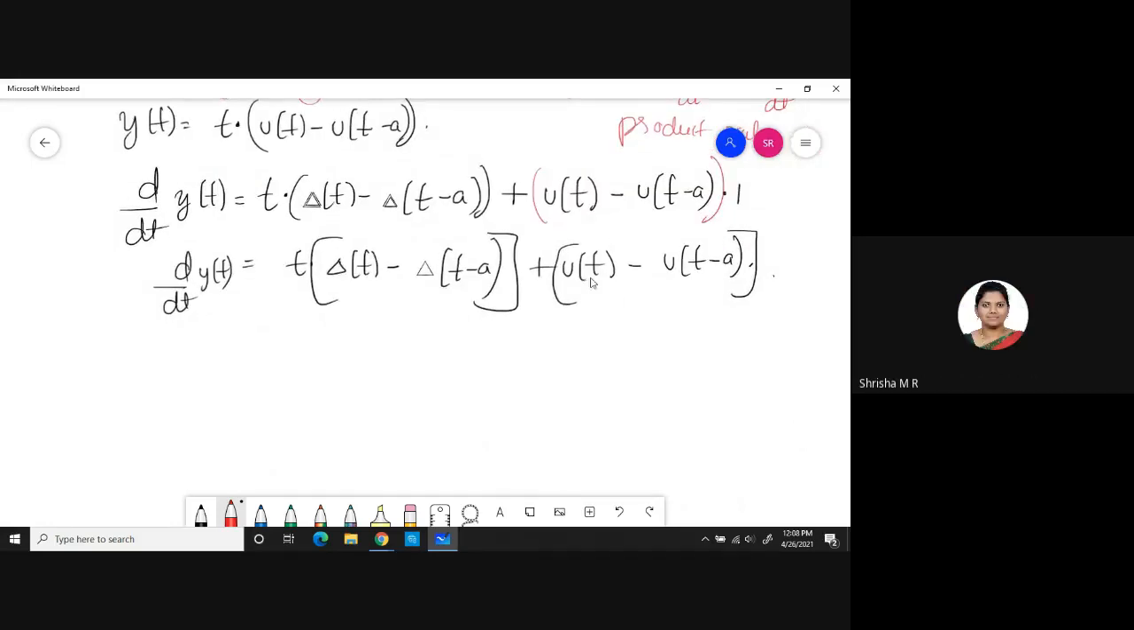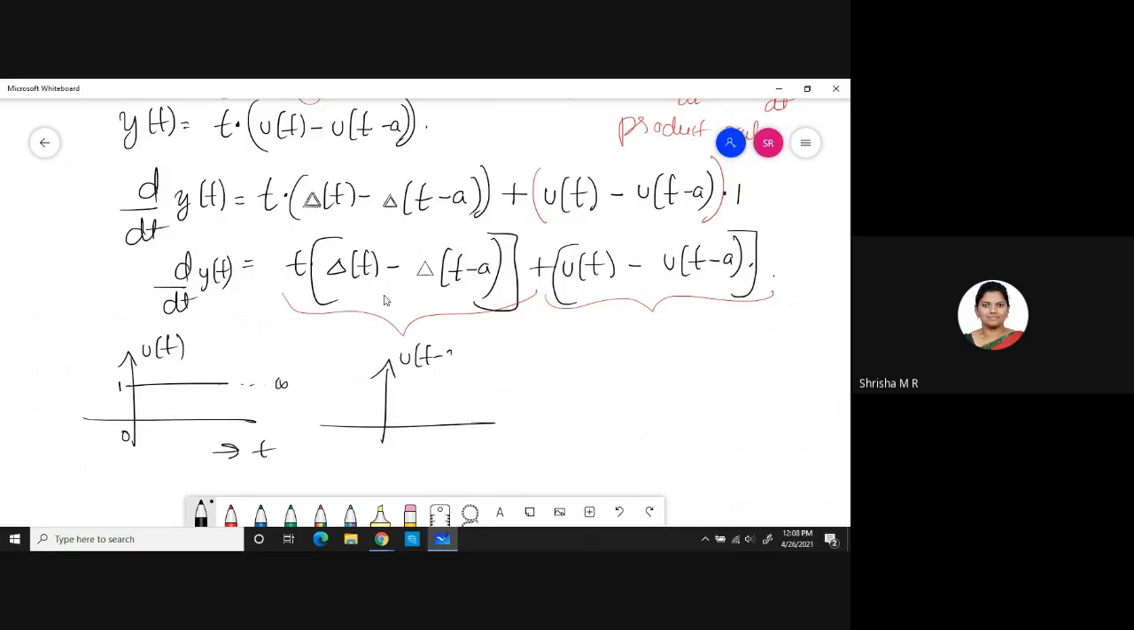First we'll plot u of t minus a, and then we'll add these two, because this is one function and this is one function. First we'll try plotting this u of t minus a. You people know that u of t is a unit step which starts from 0 with an amplitude 1 and it will go up to infinity. Correct? And u of t minus a is nothing but a signal starting at a. Correct? It will start from a with an amplitude 1 and it will go up to infinity.